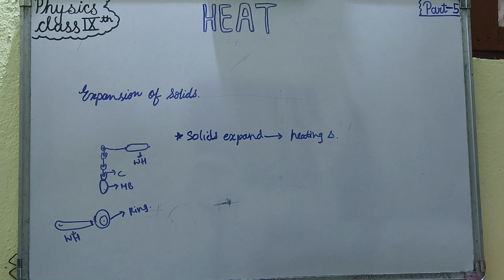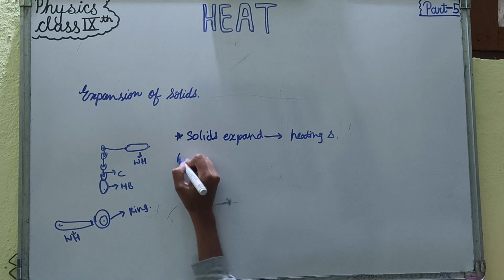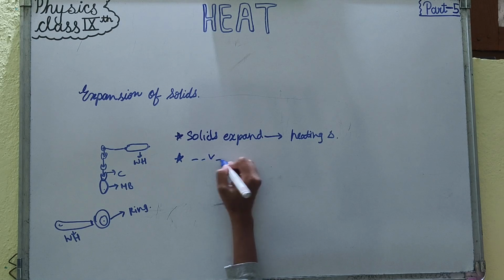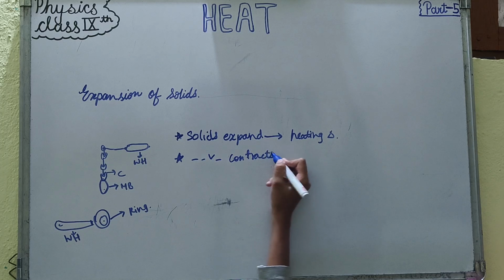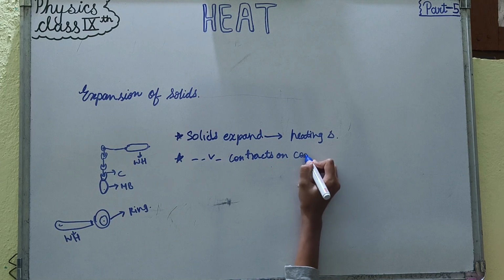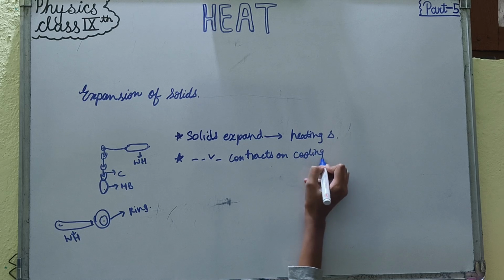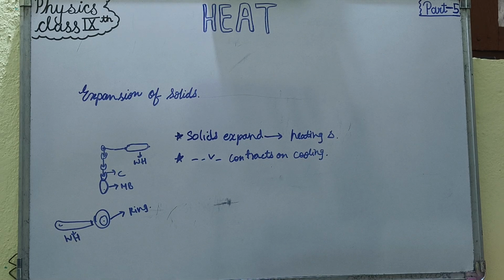Try to repeat the activity by cooling the ball. We observe that upon cooling the ball passes through the ring. This means that the diameter of the ball has decreased, and it can be concluded that solids contract on cooling.